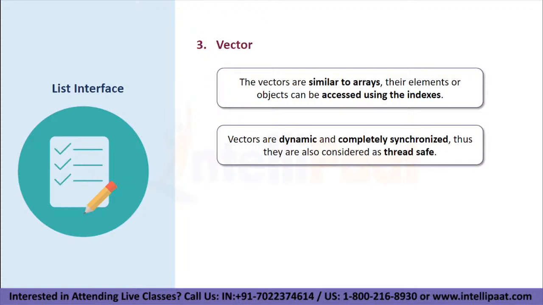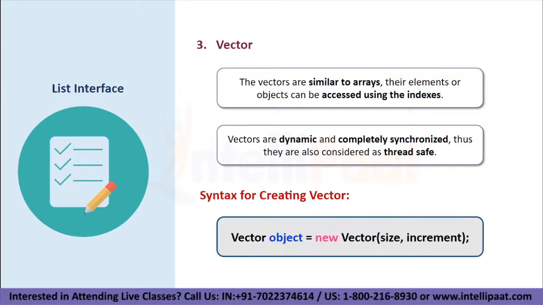The syntax for creating a vector is: Vector object equals new Vector, and inside it we add a few parameters named size and increment.